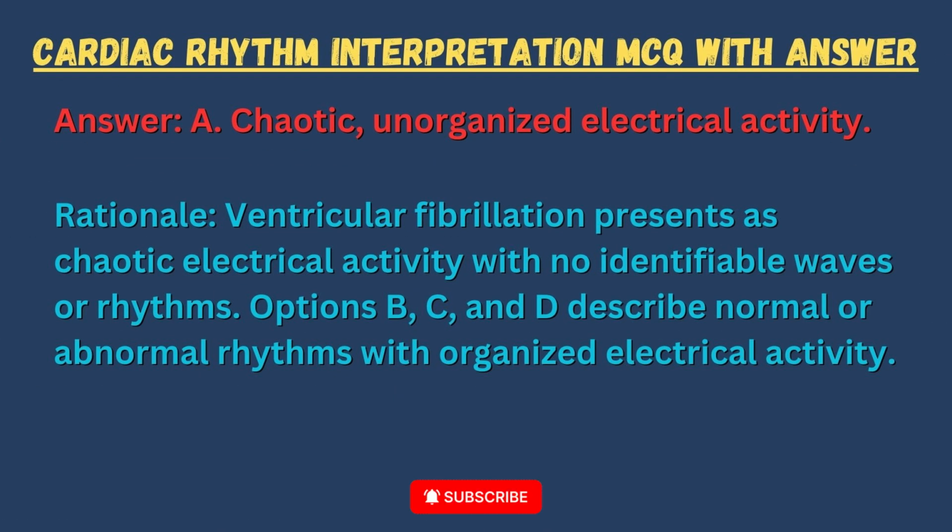Answer: A. Chaotic, unorganized electrical activity. Rationale: ventricular fibrillation presents as chaotic electrical activity with no identifiable waves or rhythms. Options B, C, and D describe normal or abnormal rhythms with organized electrical activity.